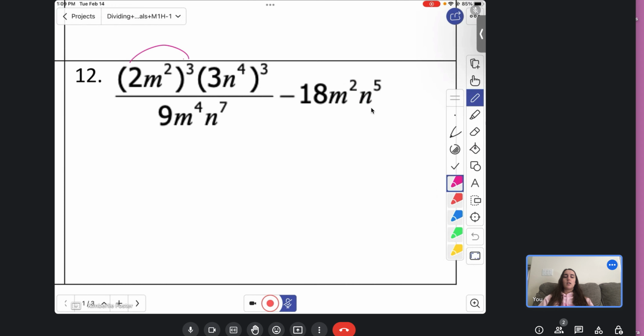I'm gonna distribute both of these 3's here. So I have 2 to the 3rd and m squared to the 3rd. Then I have 3 to the 3rd and n 4th to the 3rd. Wow. So 2 to the 3rd, that's 2 times 2 times 2 is 8. M to the 6th, right? So I'm following PEMDAS. I have exponents first. Now 3 to the 3rd, that's 3 times 3 times 3 is 27. N to the 12th.